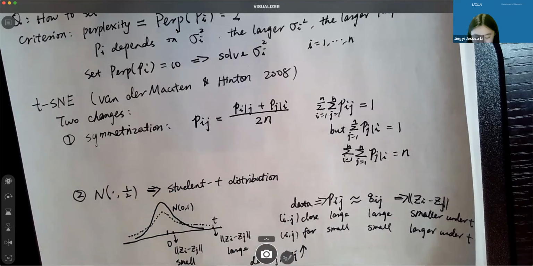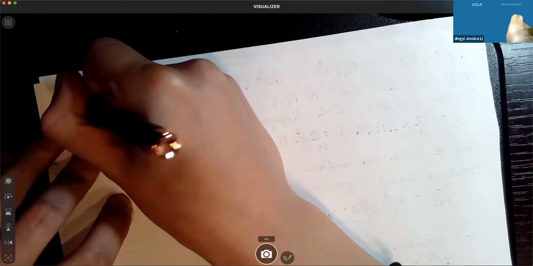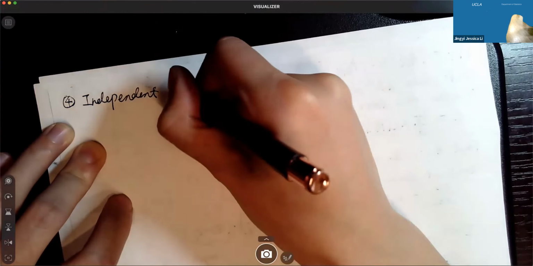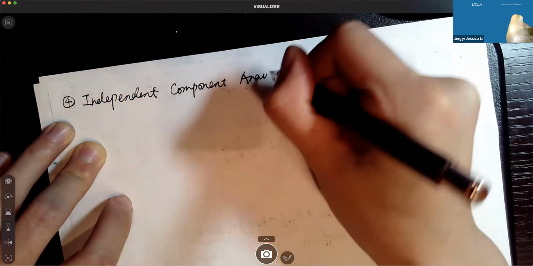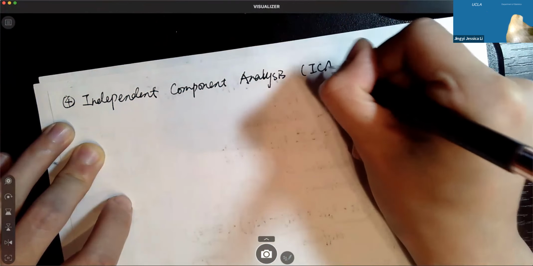So, the second last thing I want to say is also something good to know, but not so popular in bioinformatics. I guess it is used more in signal processing applications. This is called Independent Component Analysis, ICA. Many people confuse it with PCA because of the similar name.